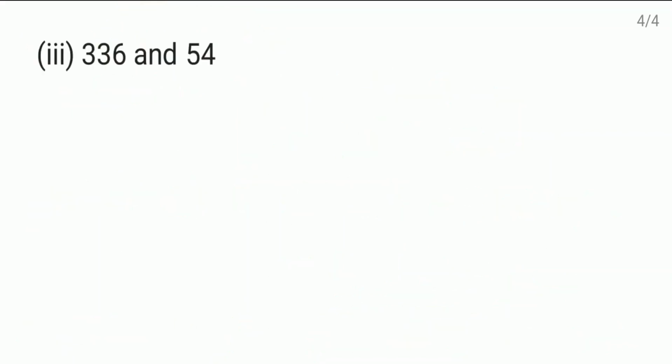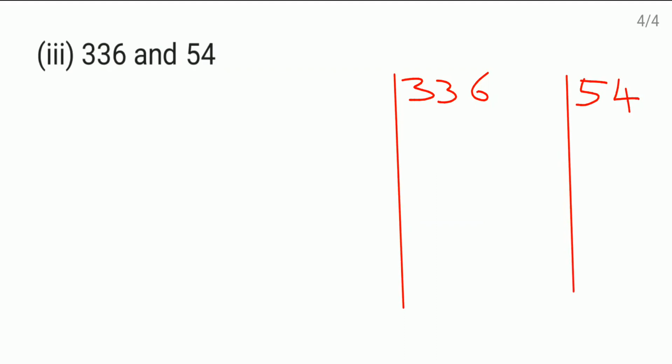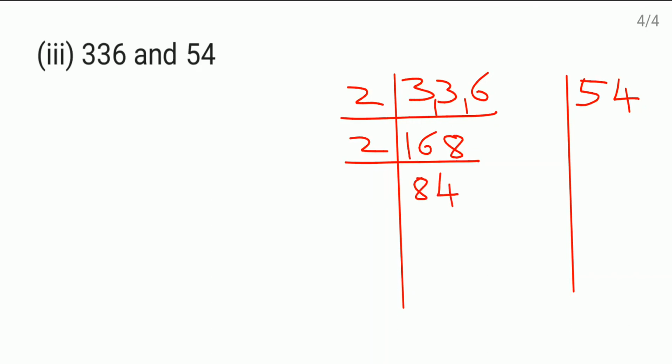Now 336. Here I'll write down 336 and here I'll write down 54. Once again we need to do the prime factorization. See here, 6 is an even number, so I can divide it with 2. So 2 ones are 2, 1 is remaining, 2 6s are 12, 1 is remaining, 2 8s are 16, 2 4s are 8, 2 2s are 4, now once again by 2, 2 1s are 2.